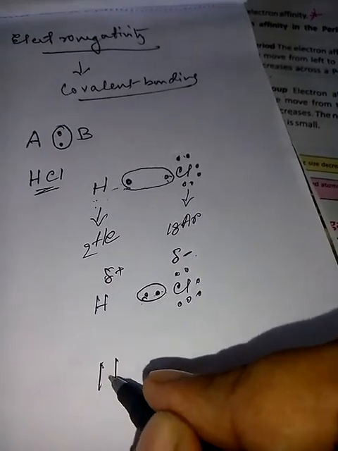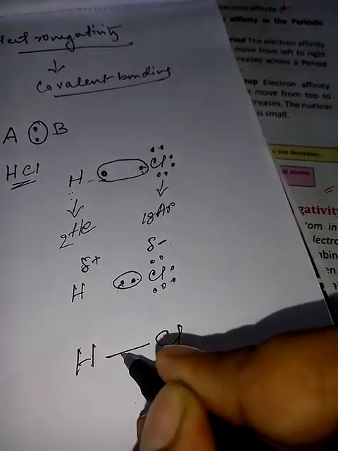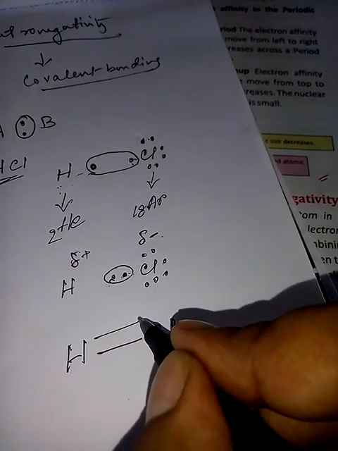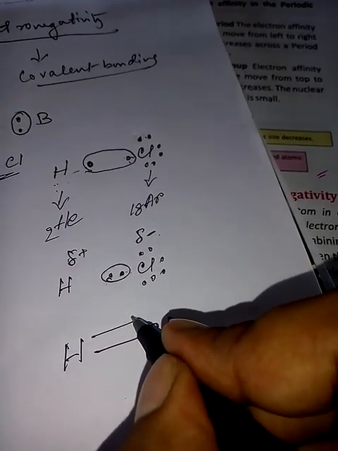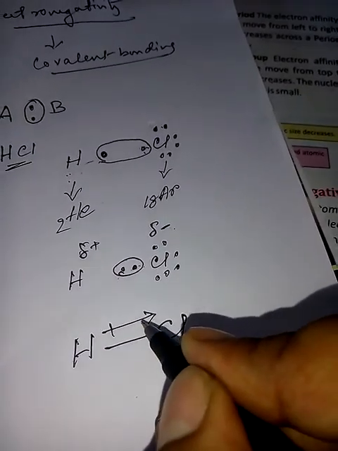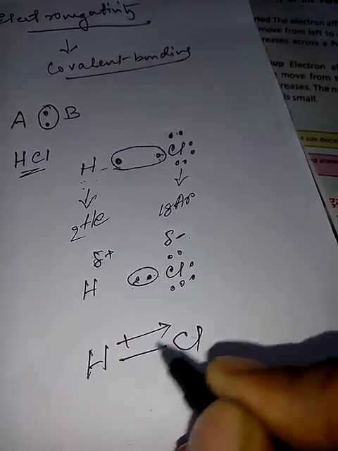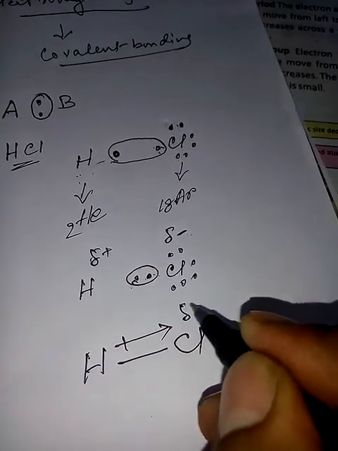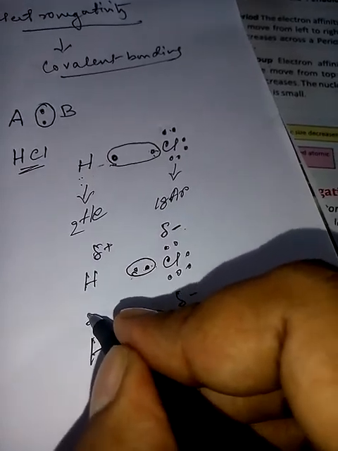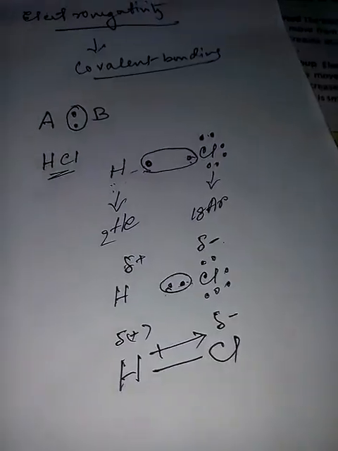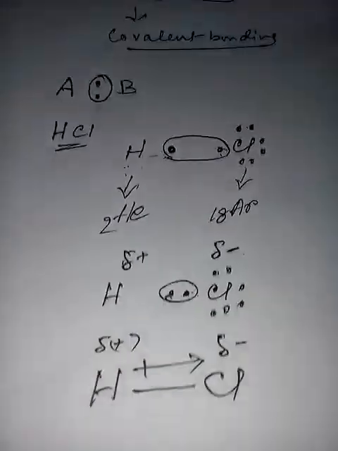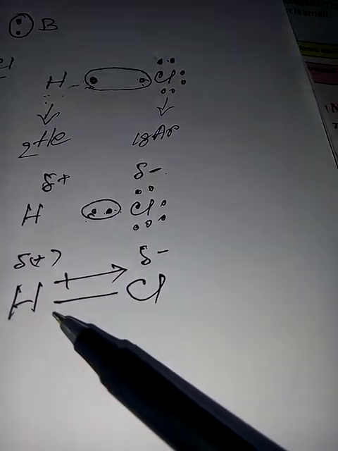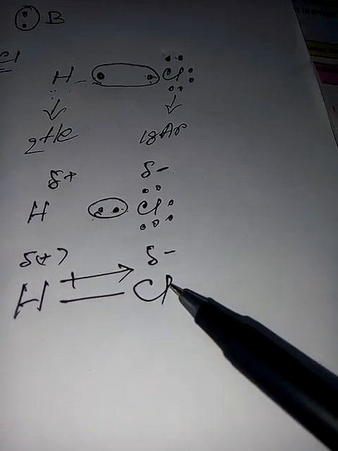So we can also show this in HCl. This is a covalent bond, and I will show with an arrow the direction of the movement of the electrons. In this way you can see that chlorine has acquired a partial negative charge and hydrogen has acquired a partial positive charge. Now why am I using the word partial? Because the electrons are only partially shifting toward chlorine; there is no complete donation.